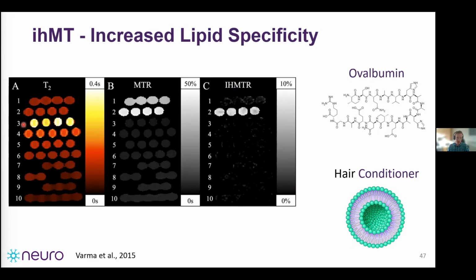And then we have just manganese chloride, so we have T2 values that change, but no macromolecular content. If we look at the MT, we see good MT for the two situations where we have macromolecules, but nothing for the manganese chloride, which is what we expect. And then if we look at the ihMT, the inhomogeneous magnetization transfer ratio, we remove our contributions from proteins and we're left with lipid contributions.